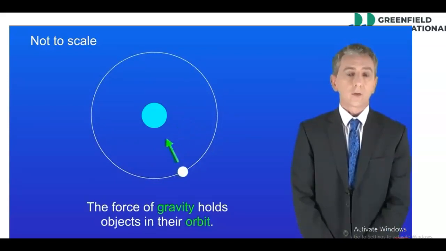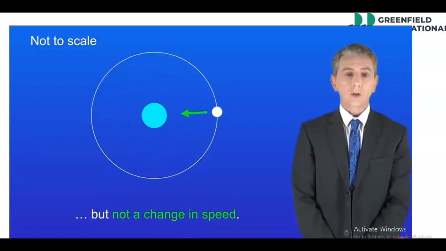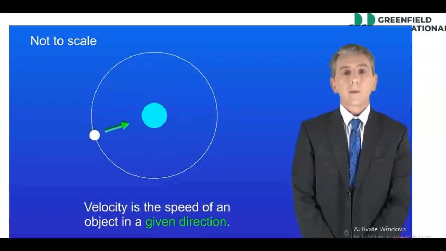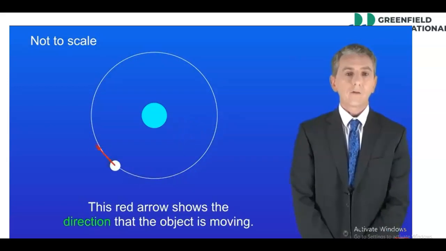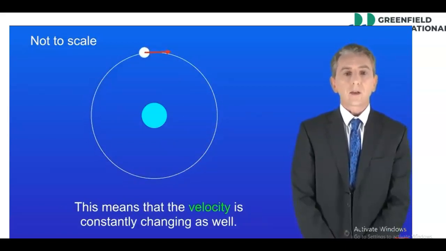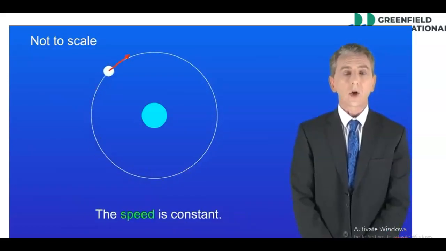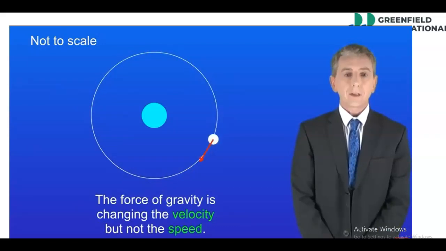Now, as we said before, the force of gravity holds objects in their orbit. A key point is that in the case of circular orbits, the force of gravity is leading to a change in velocity, but not a change in speed. Remember that velocity is the speed of an object in a given direction. This red arrow shows the direction that the object's moving. As you can see, the direction is constantly changing, so this means that the velocity is constantly changing as well. However, you'll notice that the speed is constant, so the force of gravity is changing the velocity but not the speed.